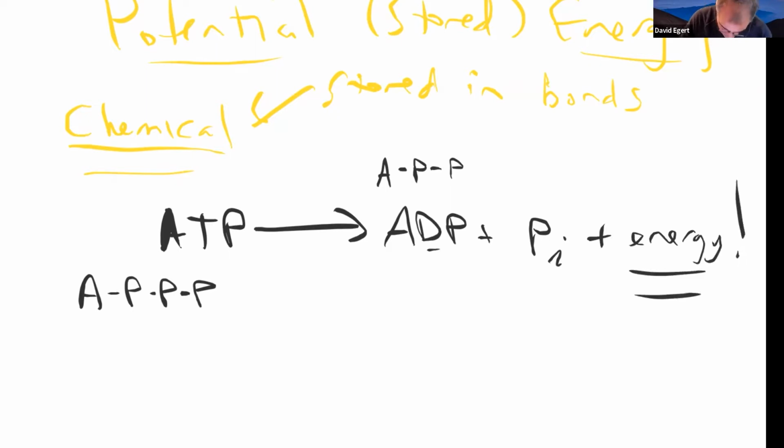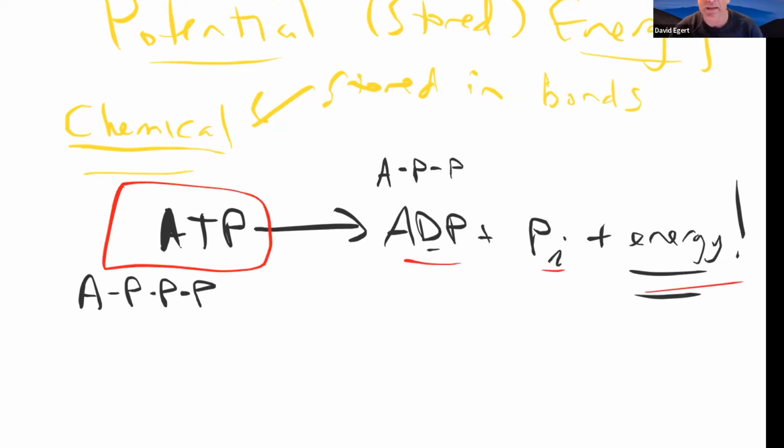So we have stored energy here in the ATP. We can release that energy when we break it apart into ADP plus inorganic phosphate. And it's really easy to couple this reaction to other reactions that need energy. So you can release energy from this reaction and then use that to drive other things. This is going to be a really common way to get energy that we need to run things that require energy, the stored energy of ATP.